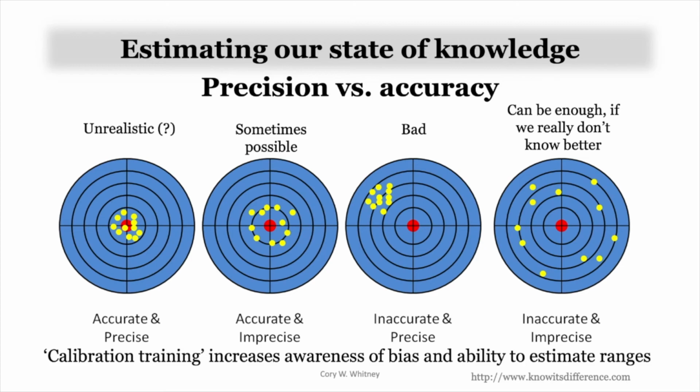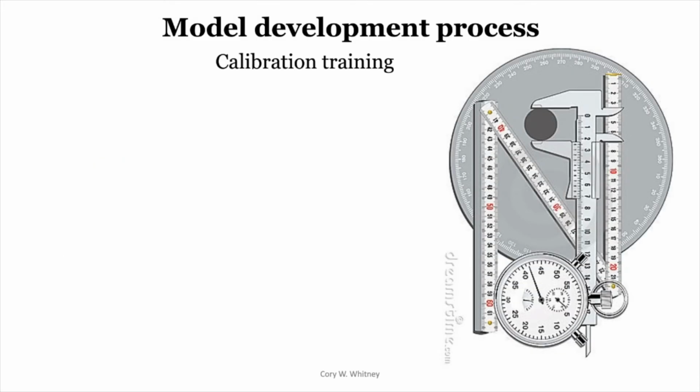And what actually happens is that through calibration training, we're able to increase awareness of bias and the ability to estimate ranges. That's something we hear about from Doug Hubbard. I spoke about him in a previous video, but Doug Hubbard has a book called How to Measure Anything, and he covers a lot of these ideas about calibration training and how that works.